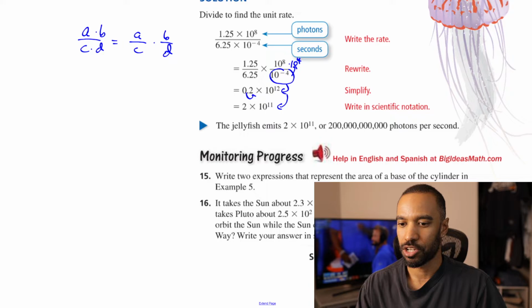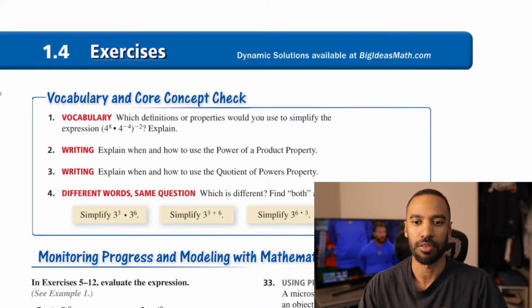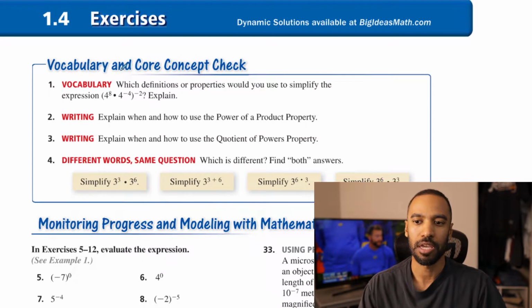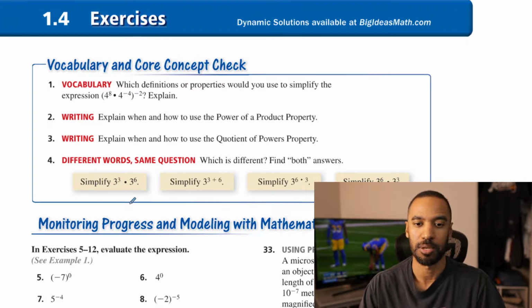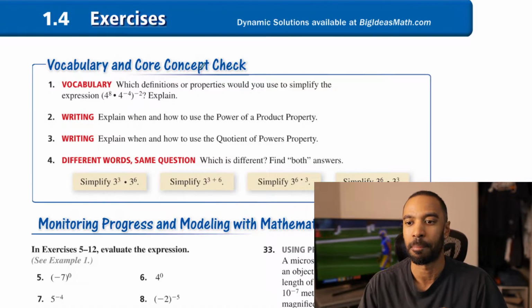Okay, and that is the lecture portion of this, significantly longer than we generally do, but I hope that this will make all the other things go faster. Let's start by going over the vocab and core concept check, and then we'll do numbers, I think, 5 through 69. I think it's a whole lot of them.